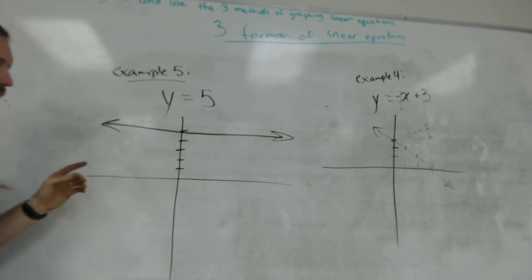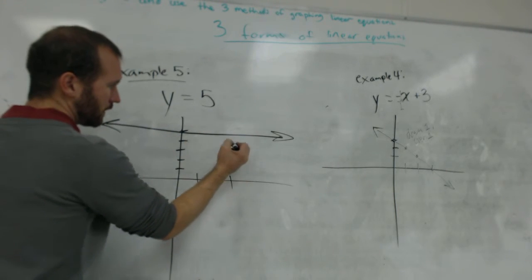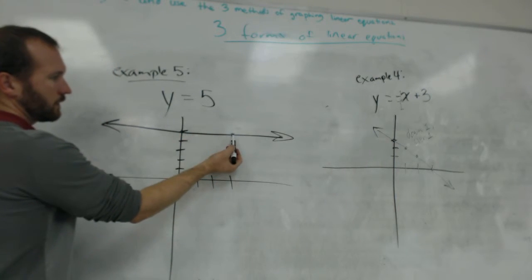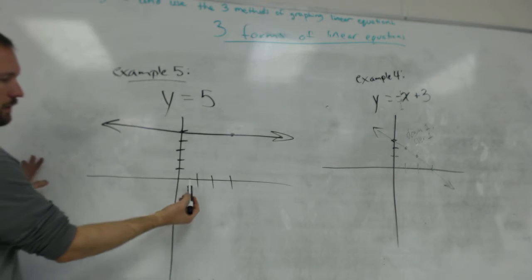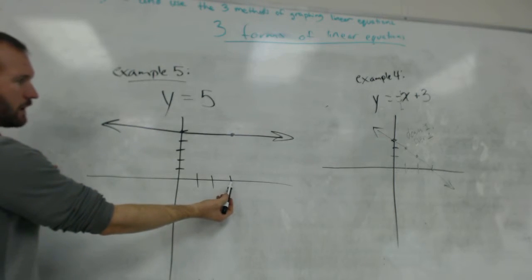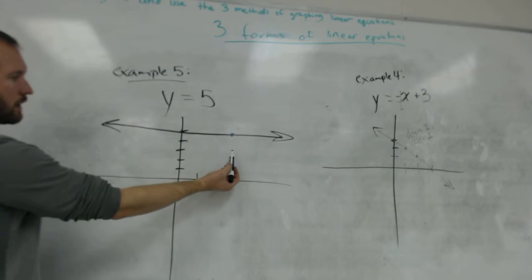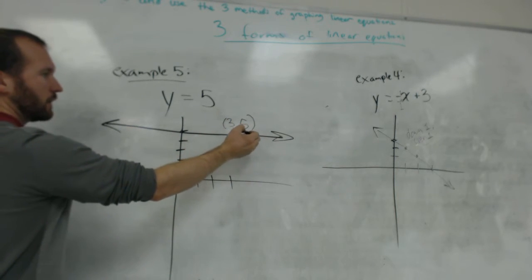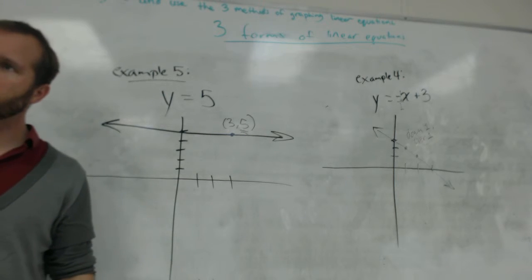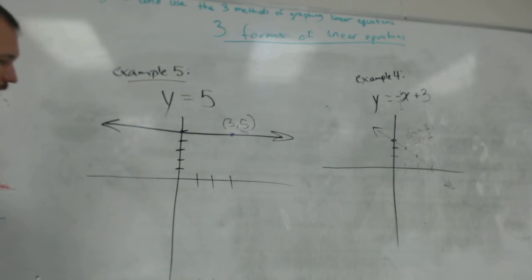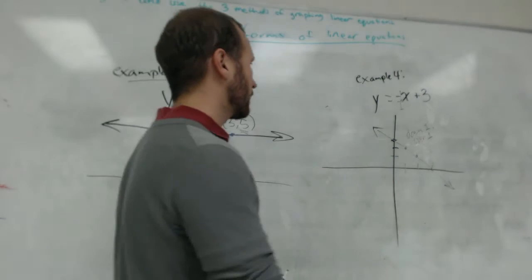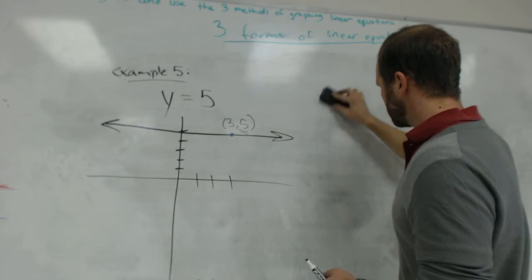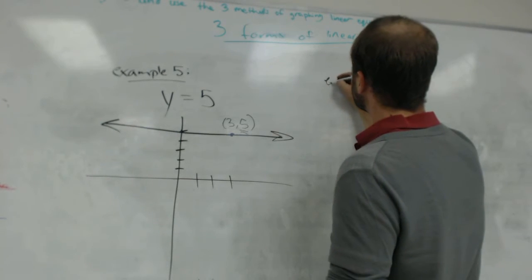Right? What would this point right here be? This point. So I went 1, 2, 3. 1, 2, 3, 4, 5. So this point is 3, 5. The y is 5. Alright? What about example 6?